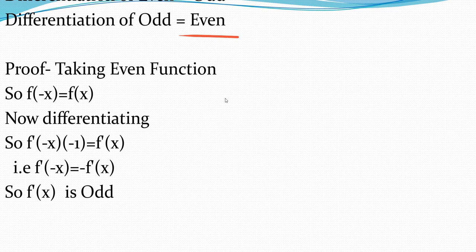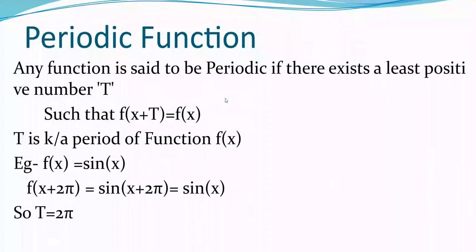Now proving this for an even function, that is f(-x) is equal to f(x). Differentiating both sides, that is f'(-x) multiplied by -1 is equal to f'(x), that is f'(-x) is equal to minus times f'(x). So we get f'(x) as an odd function.